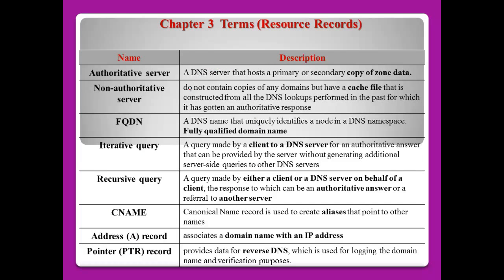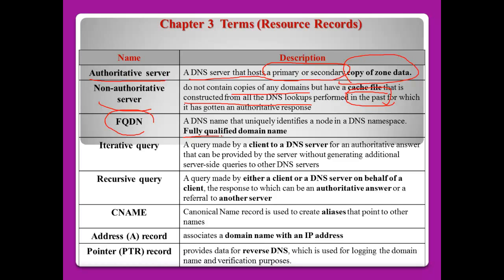Terms. DNS has many kinds of terms. First, authoritative server. Authoritative server means a DNS server that hosts the primary and secondary server with a copy of the exact zone data. Non-authoritative server does not contain copies of any domain but only has the cache file. And this cache file is constructed from all DNS lookups performed in the past.